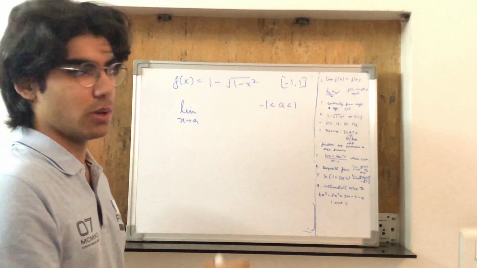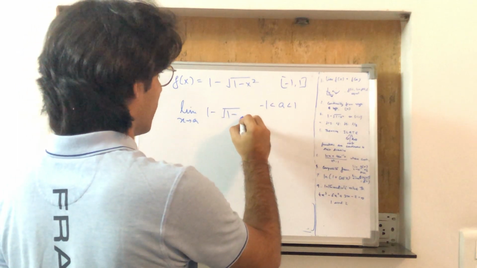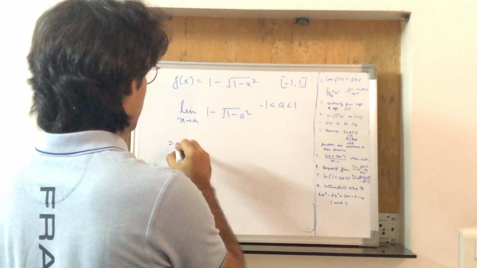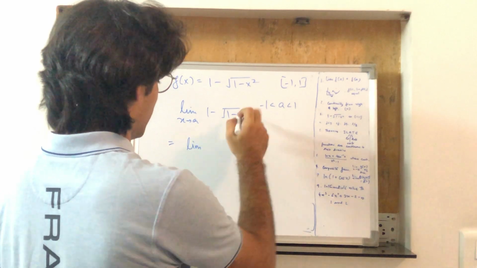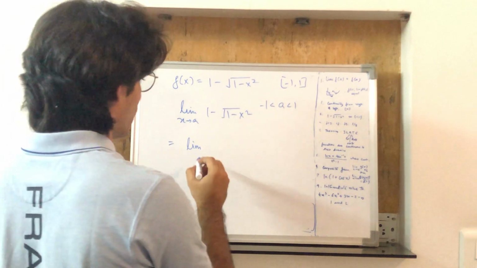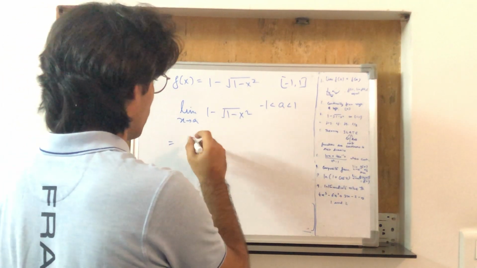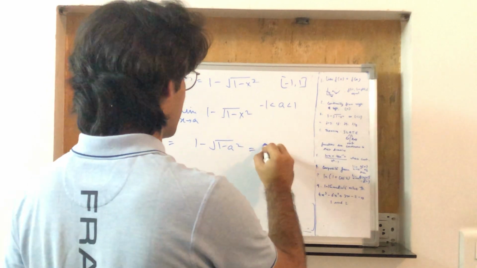This is the condition you impose, and then you plug in the value, so you're going to get 1 minus root 1 minus a squared, and this is basically limit x tending to a. Then you plug in the values, and you're going to get ultimately 1 minus root 1 minus a squared, which is the same as f of a.